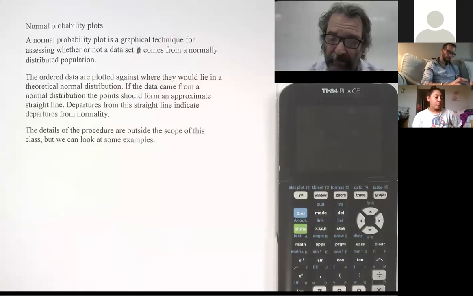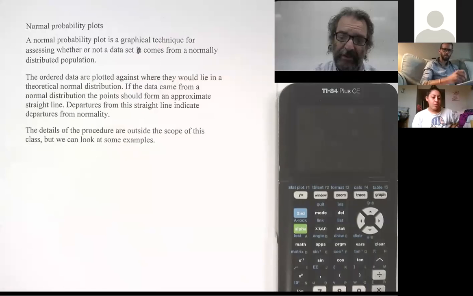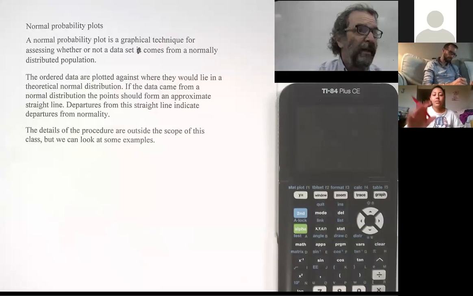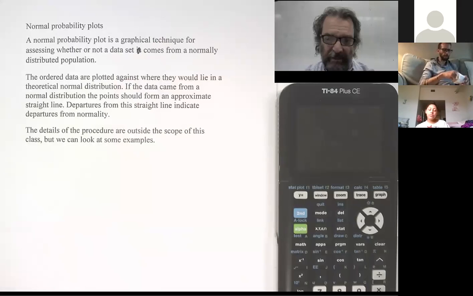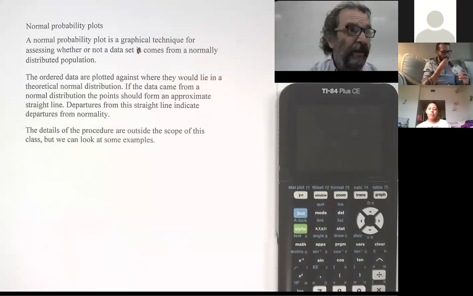The details of the procedure are pretty much outside the scope of the class. We'll see some details. The actual derivation of the process is fairly recent, in the past 50 years. Using these techniques to assess normality is kind of new, and the actual details of it are even newer than that. So it's close to present day statistical procedures, what we're going to do here.